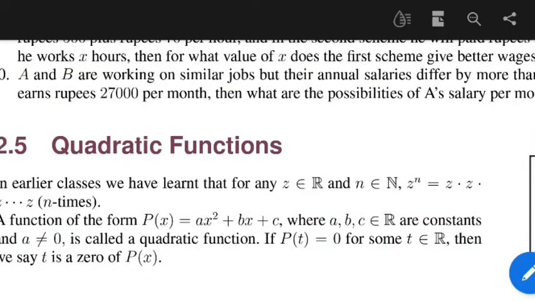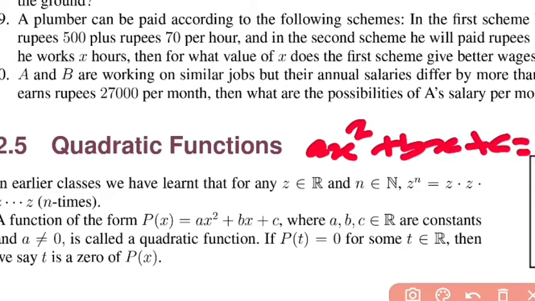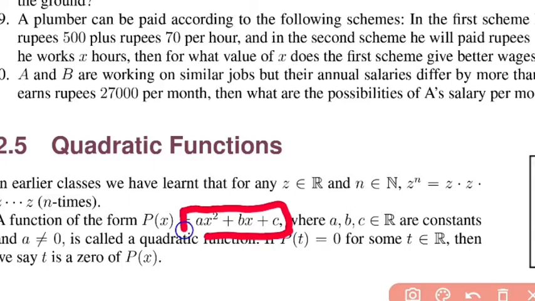Quadratic functions. Last year you saw the quadratic equation, ax square plus bx plus c equal to 0. Like that, we take the quadratic expression ax square plus bx plus c, and we take p of x as the function.